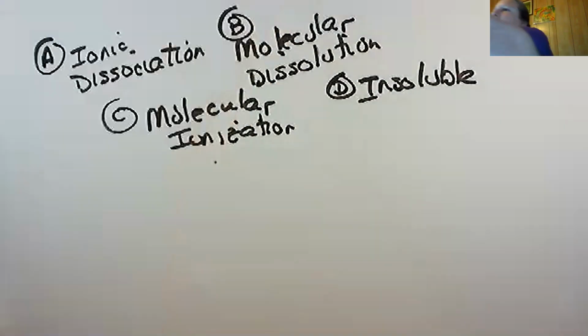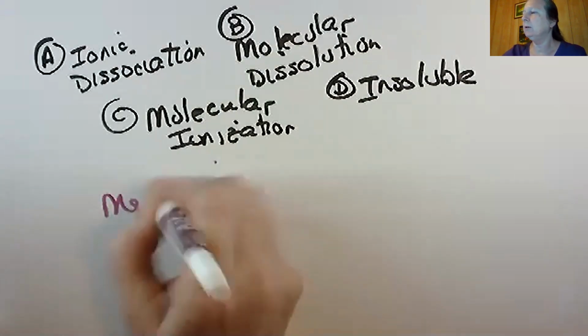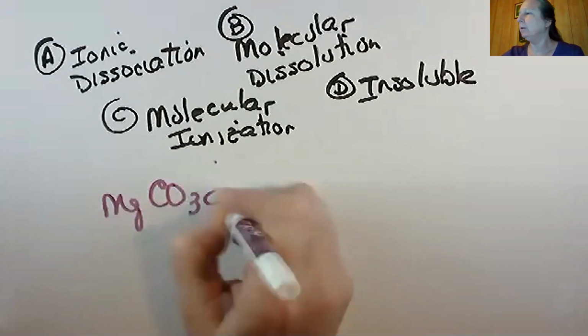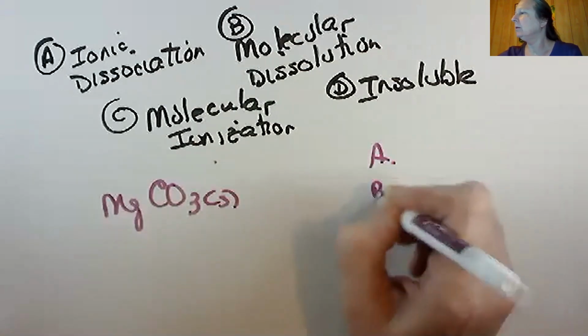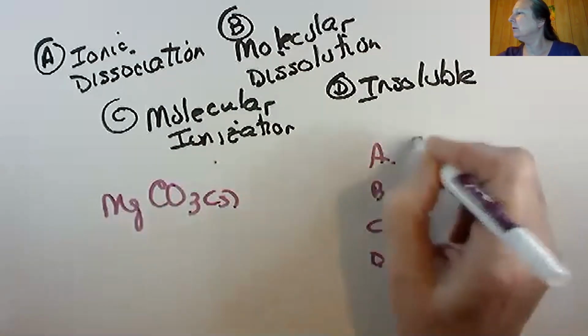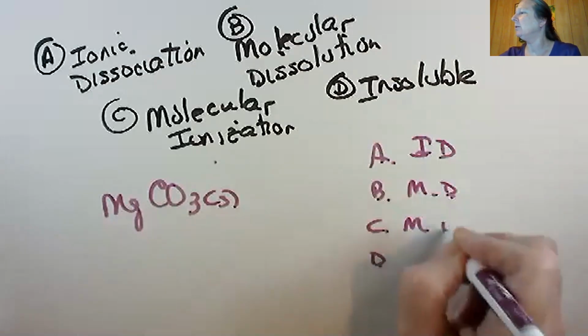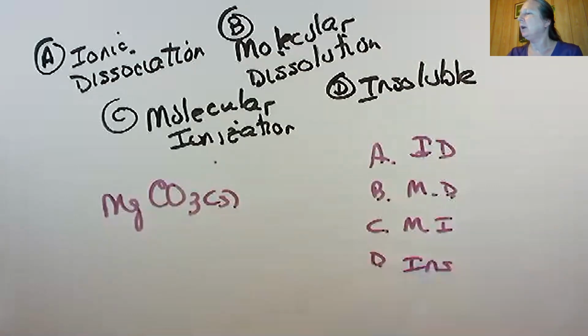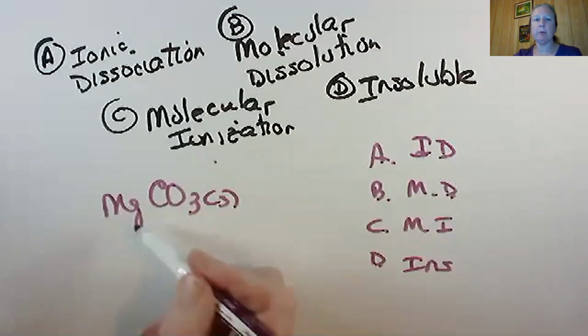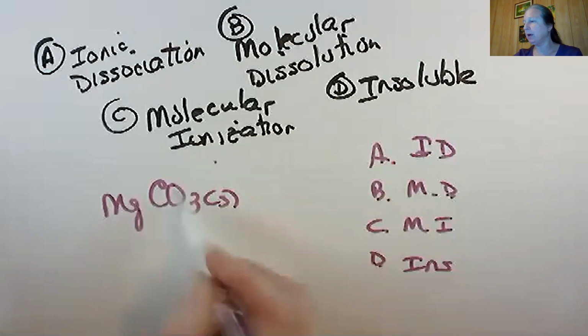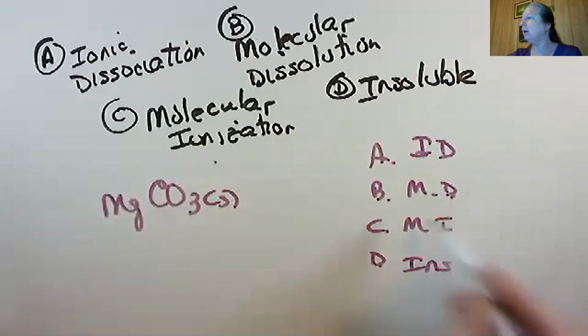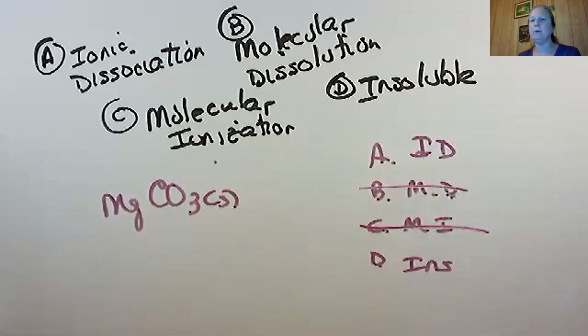I'm going to change colors. I don't like using just black. The next one is magnesium carbonate. Molecular dissolution, molecular ionization, insoluble. Okay, the first question you ask is this ionic or molecular? That's obviously an ionic compound. Magnesium is a metal. That's a polyatomic ion. So get rid of the molecular choices. Narrows it down right off the bat.